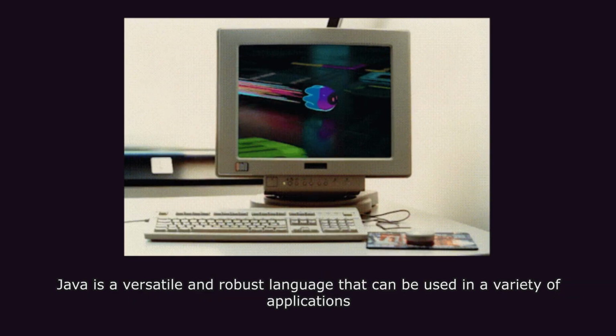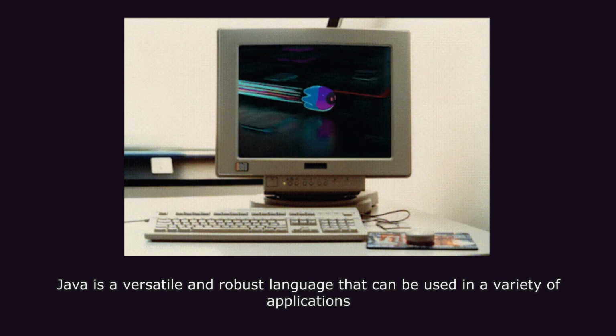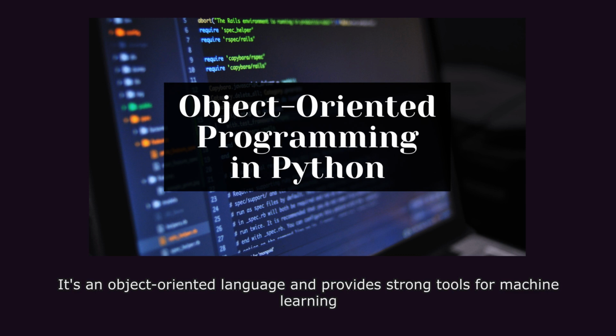Java is a versatile and robust language that can be used in a variety of applications. It's an object-oriented language and provides strong tools for machine learning.